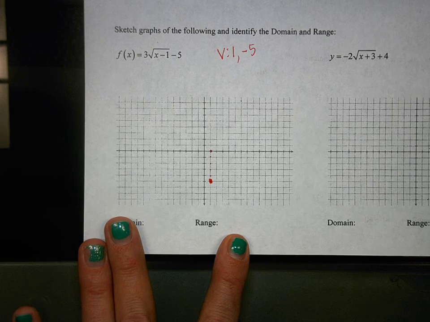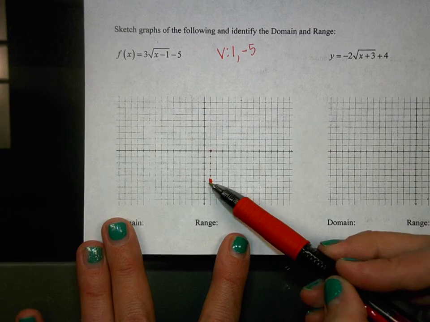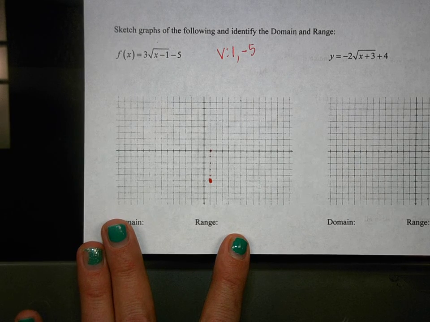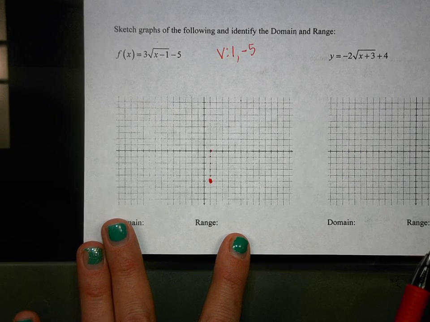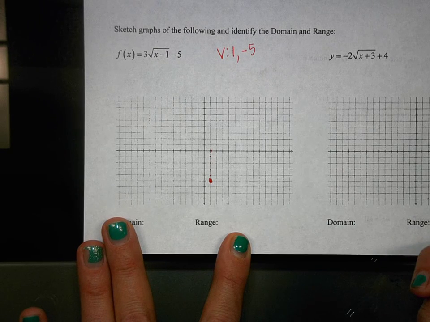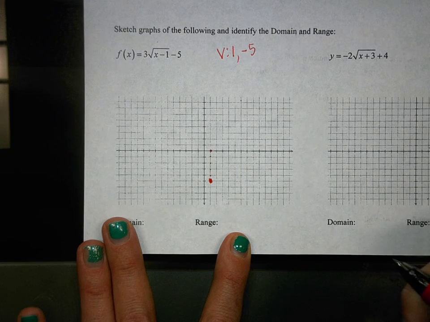For graphing this, because we know it's going to be a sideways parabola, it's going to end up going this direction. Do we all agree with that? So the most important point I would say that we need to find would be my x-intercept. Exactly. And so let's find our x-intercept. How am I going to do that?